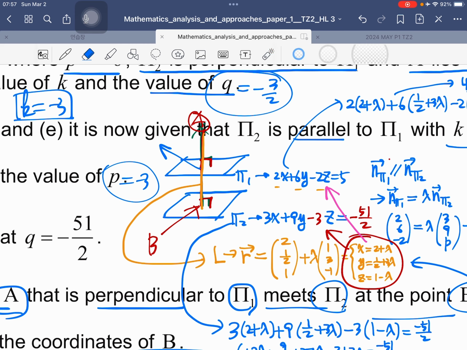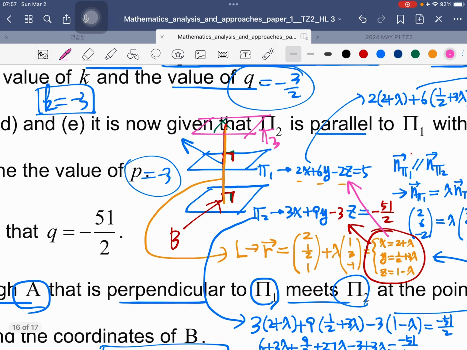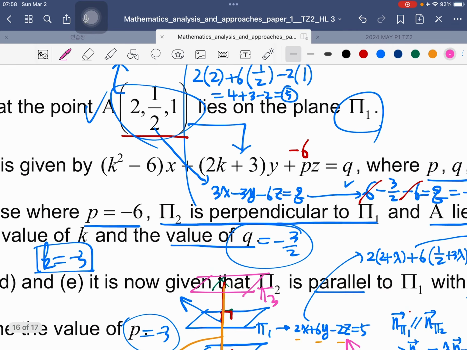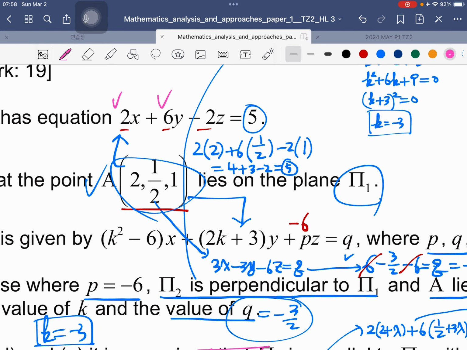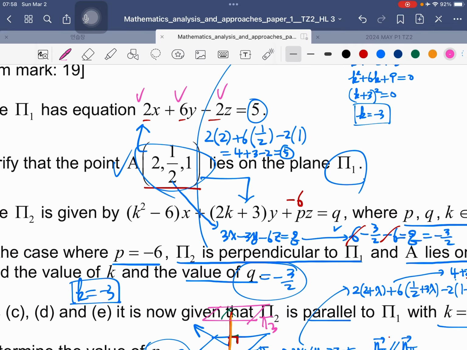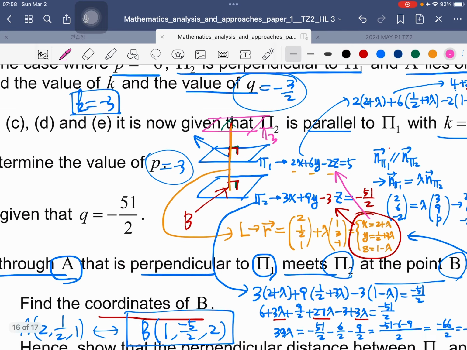So let's erase this a little bit. So we can draw another pi 3. Pi 3 has the same normal vector as pi 1 and 2, which is 2, negative 6, negative 2. All we need to find is another value of k to determine the plane.